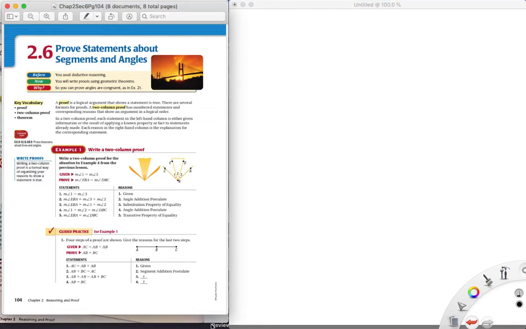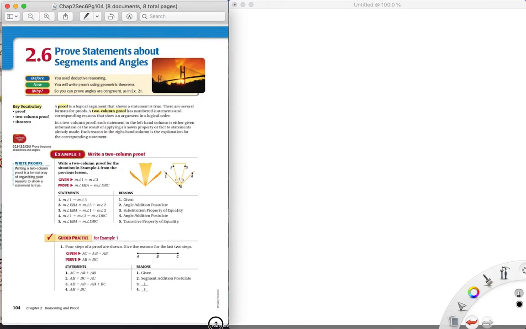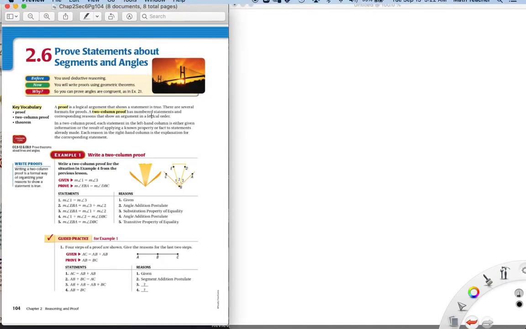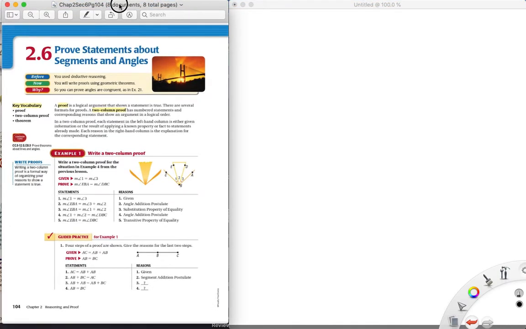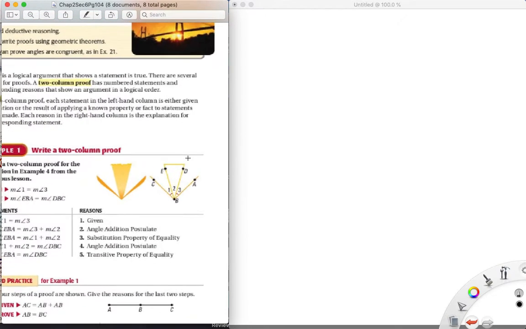Okay, so this is Larson's Geometry, Chapter 2, Section 6. Proof statements about segments and angles. Last section we talked a little bit about proofs and the beginning of proofs. This section sort of gives it a formal definition.